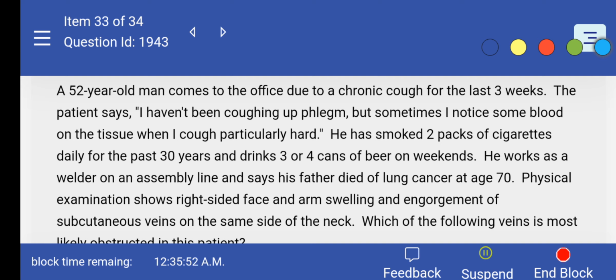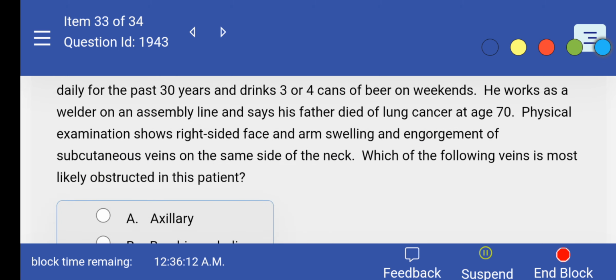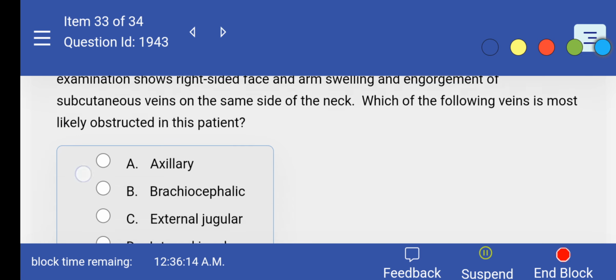He works as a welder on an assembly line and says his father died of lung cancer at age 70. Physical examination shows, this is important, point to be noted: right-sided face and arm swelling and engorgement of subcutaneous veins on the same side of the neck. Important are these points, okay? Which of the following veins is most likely obstructed in this patient?